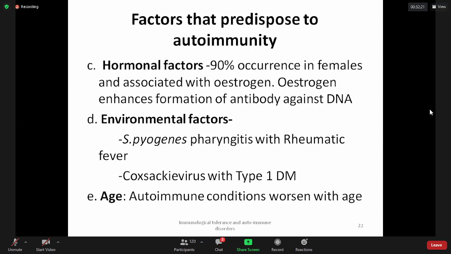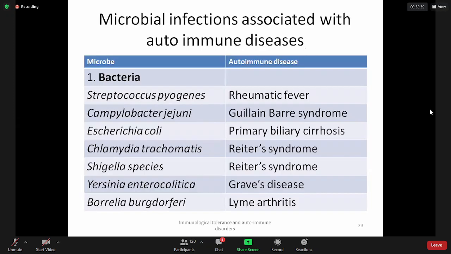Age. Some autoimmune conditions worsen with age. Because age is associated with the deposition of so many other antigens, as we age, our cells start to leak, and they tend to leak out DNA, which we've seen tends to increase autoimmune conditions. So what you're looking at there is a table that looks at organisms and the autoimmune conditions associated with them.